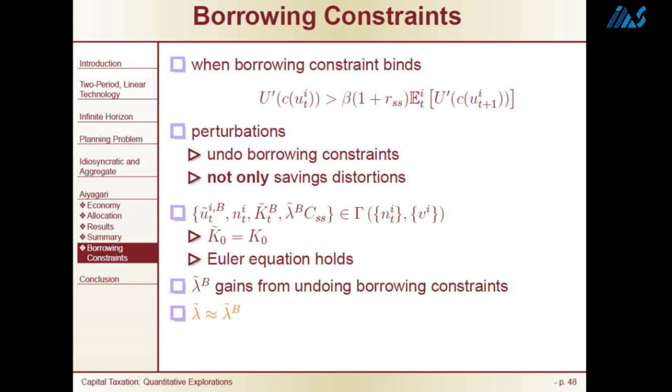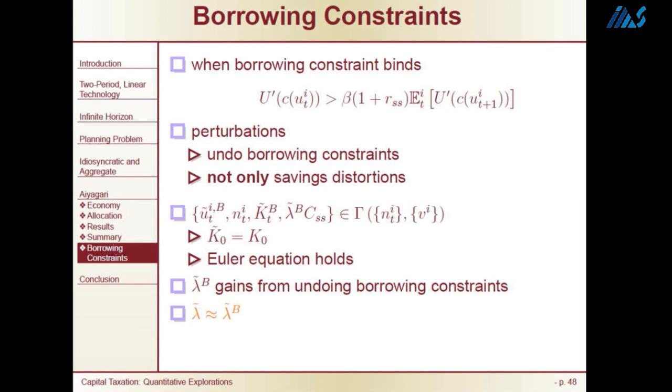So here we want to go a bit further and ask whether we've really isolated the gains from savings. Remember here, we're starting from a model that has borrowing constraints. That means that even at the baseline allocation, the Euler equation is not going to be verified. When people are borrowing constrained, the Euler equation doesn't hold. Okay. So the perturbations that we're introducing are not only introducing savings distortions. Okay, they're first undoing the borrowing constraints and then introducing saving distortions on top of that. And it's a bit unfair to load all of the efficiency gains on the savings distortions. So we want to have a way of separating the gains that are coming from undoing the borrowing constraints and the gains that are coming from imposing savings distortions.